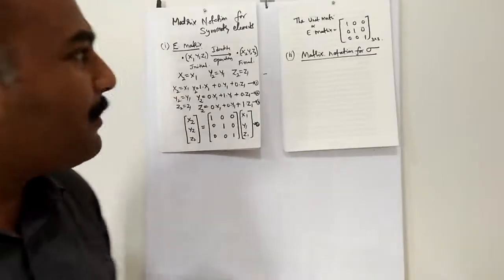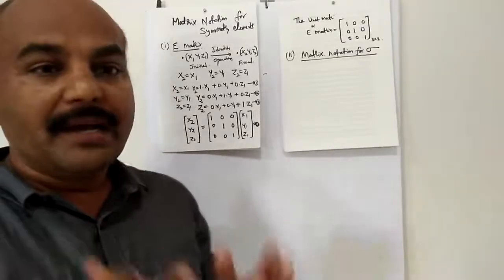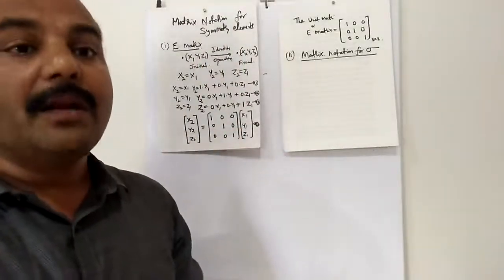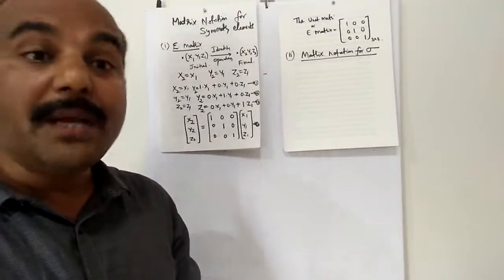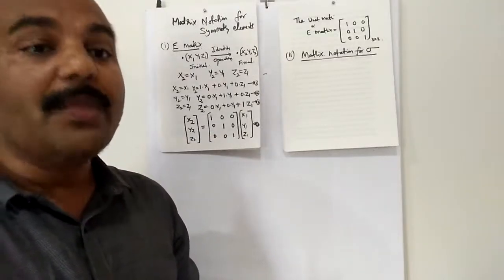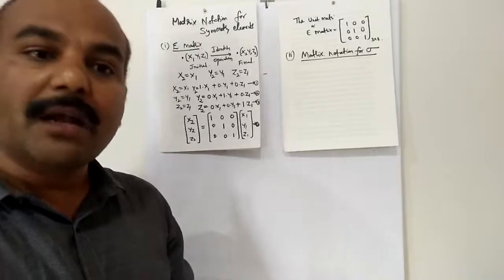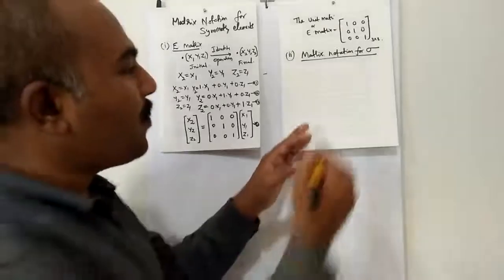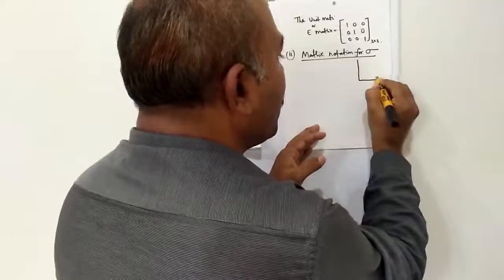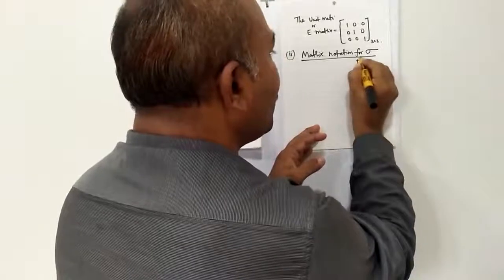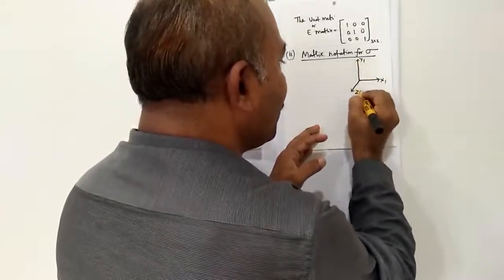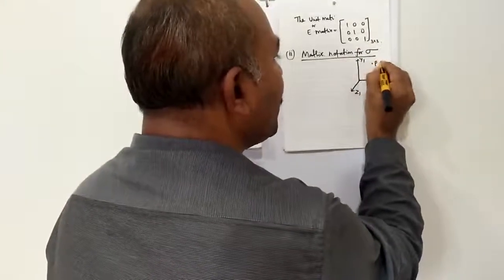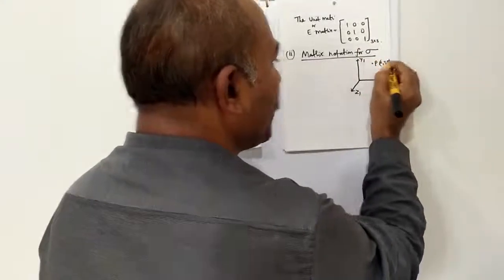We know that the sigma operation is nothing but passing a reflection plane and taking a reflection. That means the reflection plane must be collinear with one of the Cartesian reflection planes: sigma xy, sigma yz or sigma zx. First you write the Cartesian coordinates. This is x1, this one is y1, and this one is z1. Now consider a point P with initial coordinates x1, y1, z1.